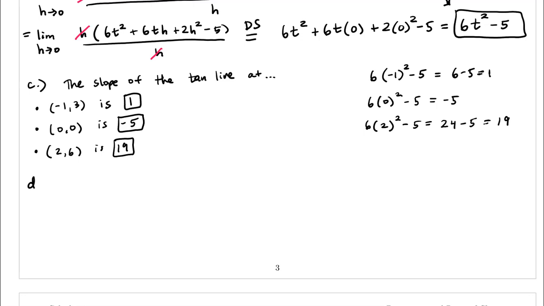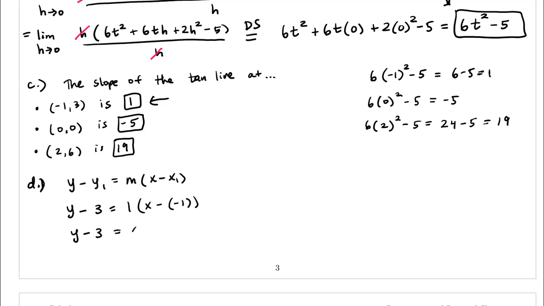And then part D just wanted us to find the equation of the tangent line at -1, 3. We already found the slope, so we should be able to do that fairly quickly. We'll have y minus y1 equals m times x minus x1, and then our y value is 3, our slope is 1, and I'm going to have x minus -1.